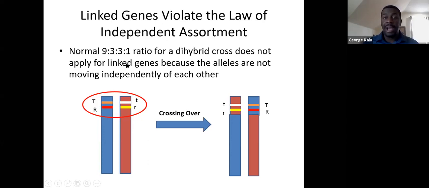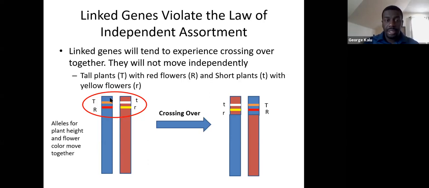However, because the law of independent assortment has been violated, because we have genes that are moving together and not independently, that normal ratio does not hold true anymore. And so we don't get the normal ratio occurring here. And again, that's just going to be because our genes have been crossed over together and not independently.